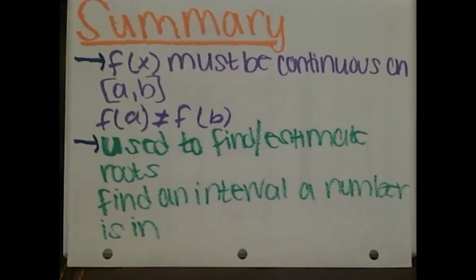So let's summarize what we've learned about IVT. There are some prerequisites for using the theorem, and these often result in common mistakes. The first is continuity. IVT states that f(x) must be continuous on the closed interval a to b. The second is that f(a) cannot equal f(b). Additionally, it is important to know that IVT can be used to find or estimate the roots of a function.